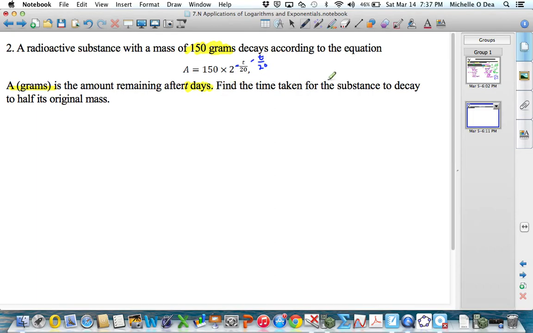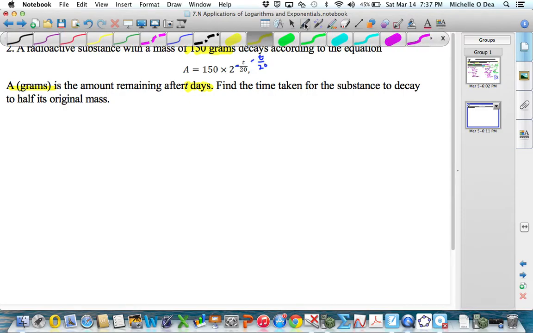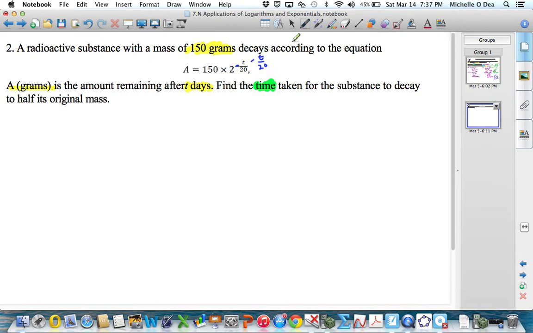Find the time taken for the substance to decay to half its original mass. So if we pay attention to the question, originally it was 150 grams. What we don't know is the time. The thing we don't know is time. Find the time. So that's finding t. So let's have a look at this.